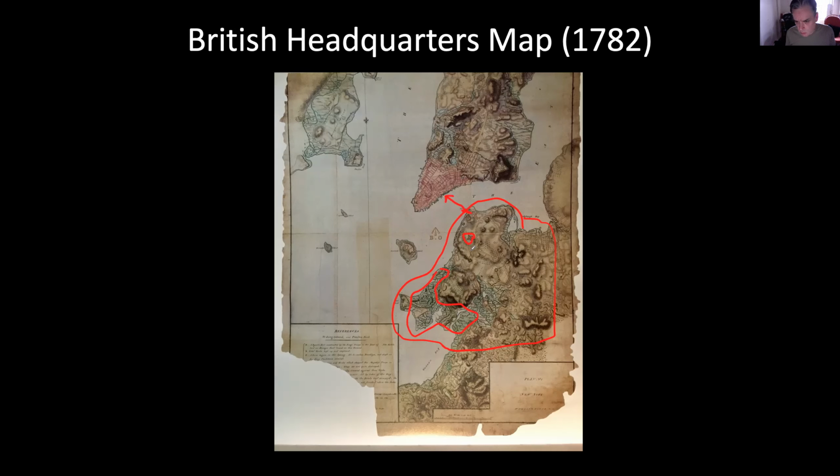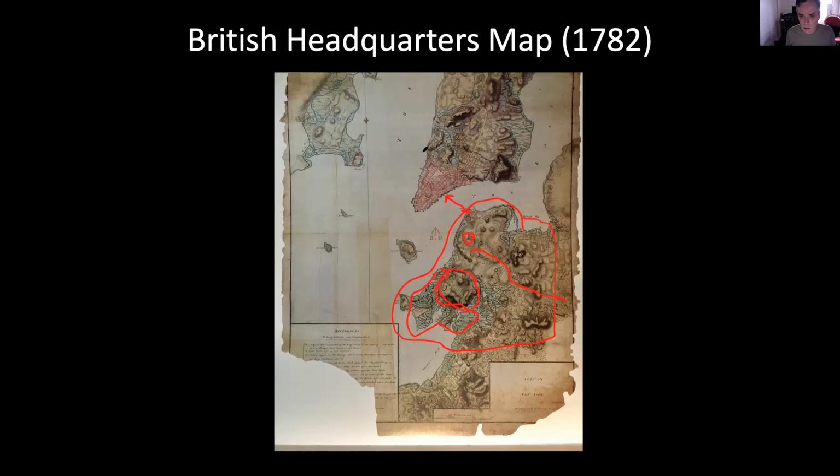And you can see the different roads. Here's the road down to Flatbush. You can see that it's mostly farmland with a lot of hills. Some of these hills are still there today, like this one, although it's covered by houses and streets.